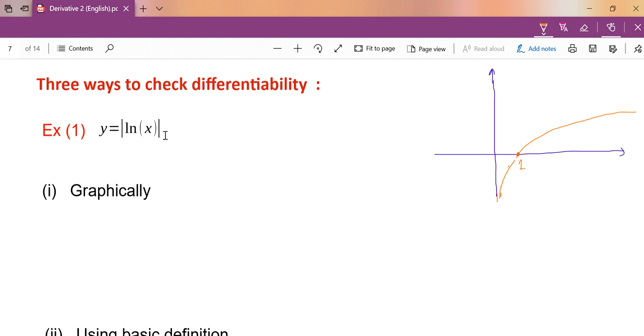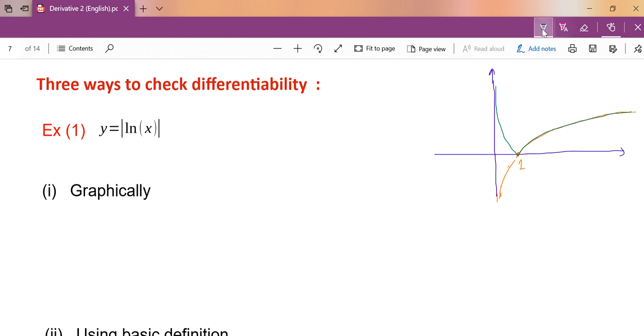Now when you put a modulus, what does that mean? Modulus of this function means if it is positive, not a problem. Whenever it is negative, you make it numerically positive. That means you want to reflect this part on the other side. So your function is going to look like this. This green function is your modulus of log function.